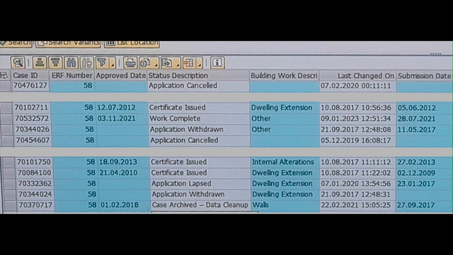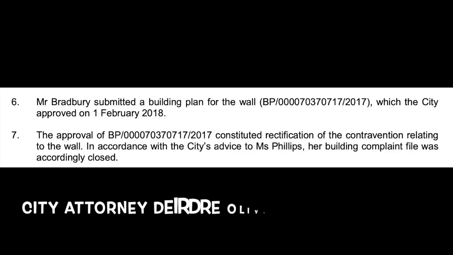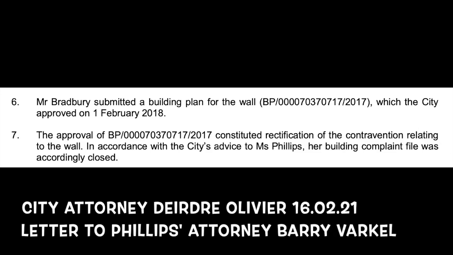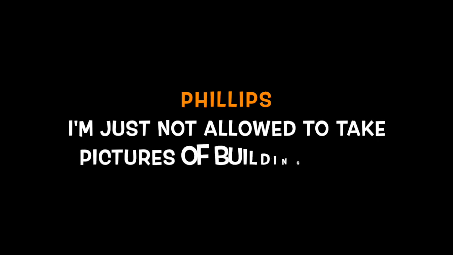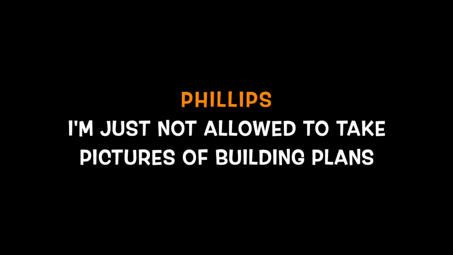Case archive walls. What's this case here? Well, what are these cases? 12 Victoria Road. I'm looking for that one, 703 70717. It's 2017, it was submitted. This one. Yeah, looks like that one. Can I just see that? Okay, here we go. And I'm allowed to take pictures of this. No, you're not allowed. I am. I've done it with Gavin Matthews. You get Gavin Matthews here, he'll tell you. I'm just not allowed to take pictures of building plans. But I can take pictures of the screen.